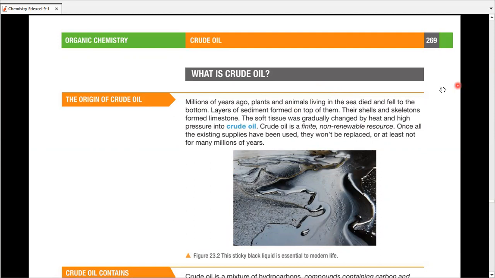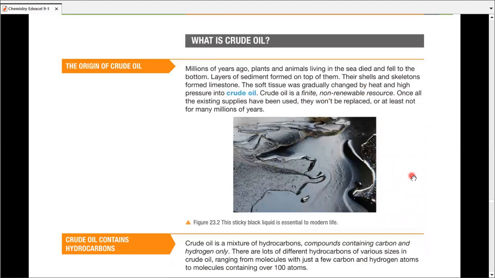Millions of years ago, plants and animals living in the sea died and fell to the bottom of the ocean. Layers of sediment, soil, cells, and sand formed on top of them. Their shells and skeletons formed limestone. The soft tissue was gradually changed by heat and high pressure into crude oil.